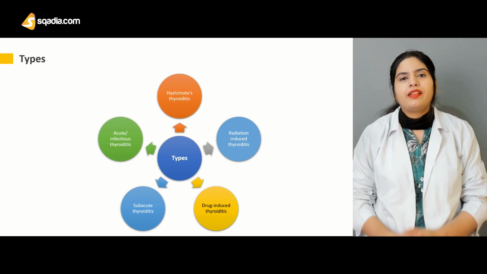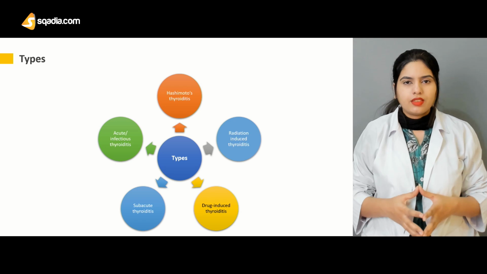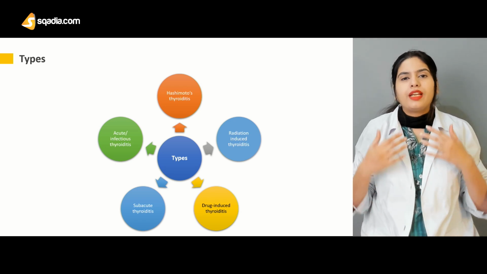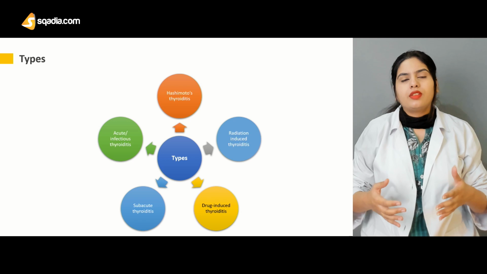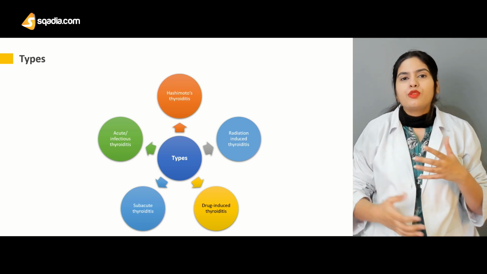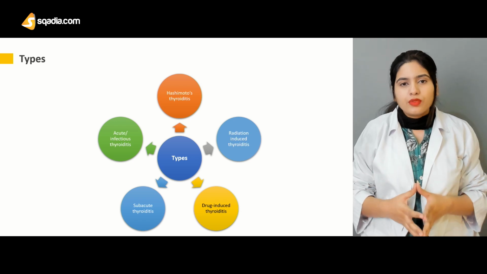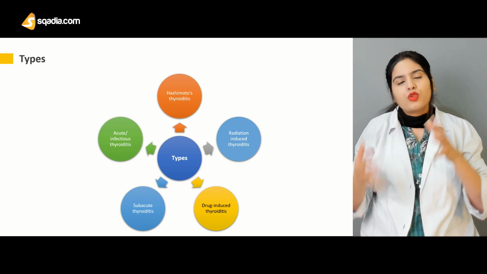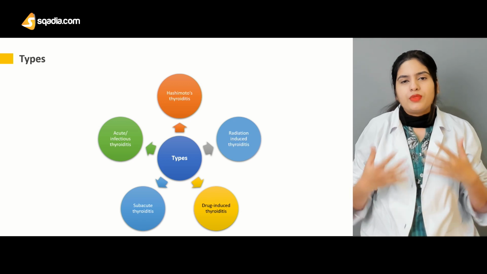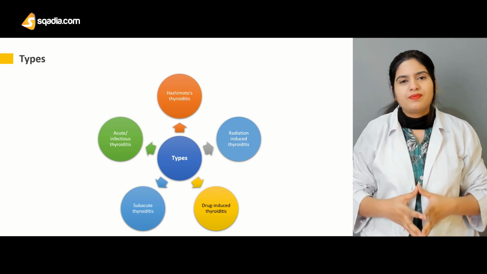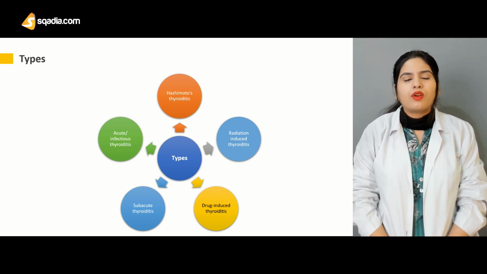Another type of thyroiditis is postpartum thyroiditis. Now, this can be due to the antibodies that are produced due to the fetus, and during the delivery. If there is the death of the patient, then postpartum thyroiditis can be observed during the examination. So these are some types of thyroiditis.